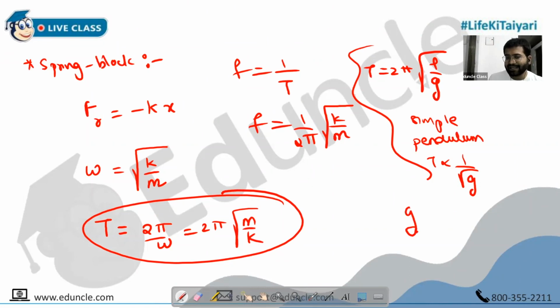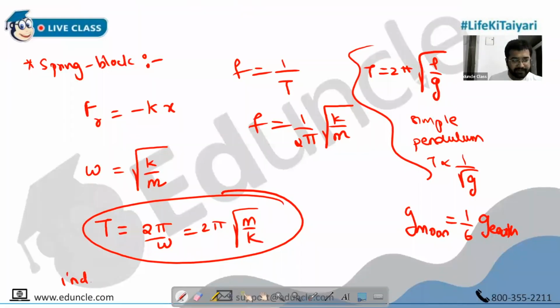And you can say, what is gravity on Moon, by the way, in terms of Earth? Have you hearted the relationship? 1 by 6 of Earth. Okay. So in that case, you can say time period becomes root 6 times time period of Earth. That's okay, but that is for simple pendulum. For spring block system, it is independent of gravity. So if I have a spring and a block, whatever is the time period of this spring block system on Earth, same will be on Moon, same will be on Jupiter, same will be on any other planet or anywhere in our universe, people. So that's the first important thing: independent of gravity.